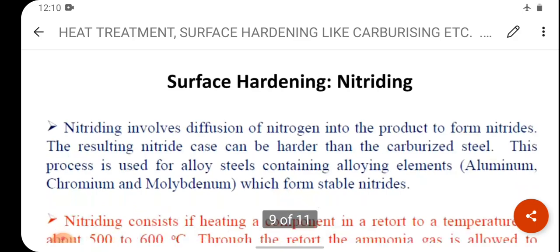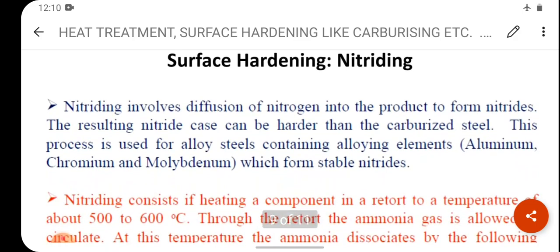Now we'll discuss surface hardening process, that is nitriding. Nitriding involves diffusion of nitrogen into the product to form nitrides. The resulting nitride case can be harder than the carburized steel. तो नाइट्राइडिंग प्रोसेस जो है वो क्या होता है, उसका जो केस हार्डेंड होगा, जो हार्ड होगा, उसका हार्डनेस क्या होगा, हार्डर दैन द कार्बुराइज्ड स्टील.